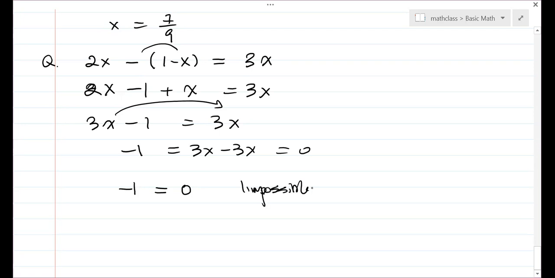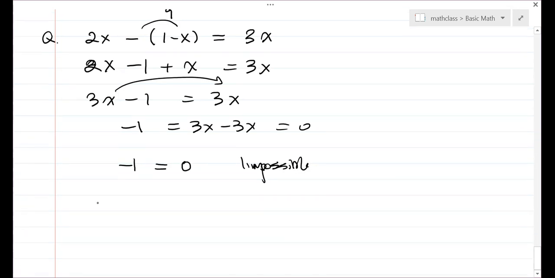Impossible means your assumption is wrong at the very beginning. When you're trying to solve the equation, you assume there are some numbers satisfying that equation. Under that assumption, you perform some algebraic operations and simplify the equation. At the end, you get a contradiction. That means the assumption is wrong. There's no such solution. So no solution. In the world, there is no such number satisfying the above equation, 2x minus.